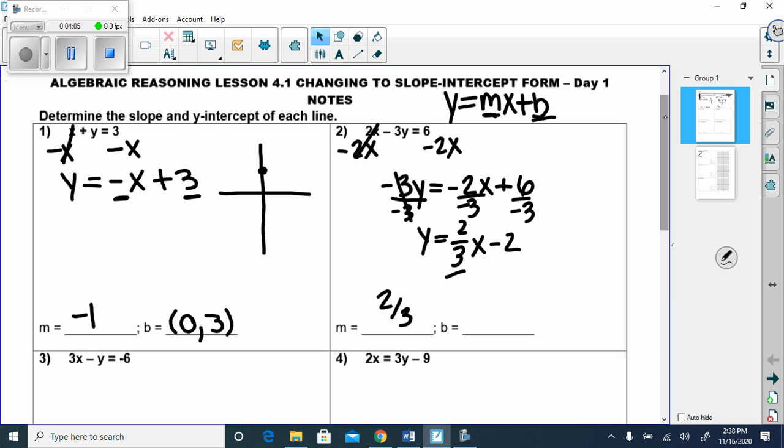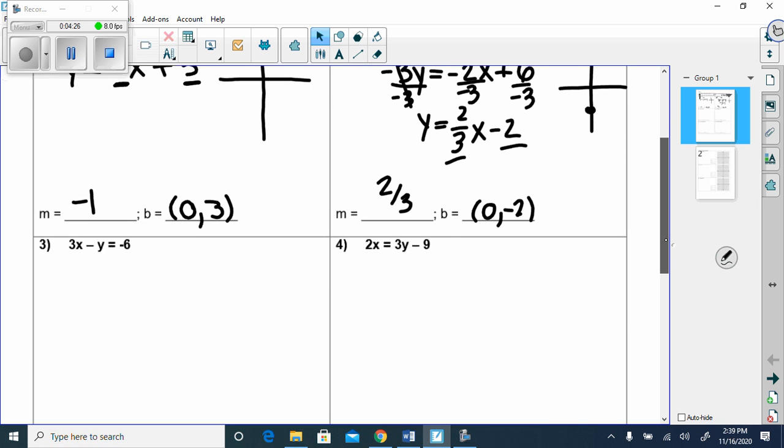Okay, and then b is the number on the end, but I want to write it as a coordinate point. So again, it's a y-intercept. So did I go left or right any? And then I would just put negative 2.